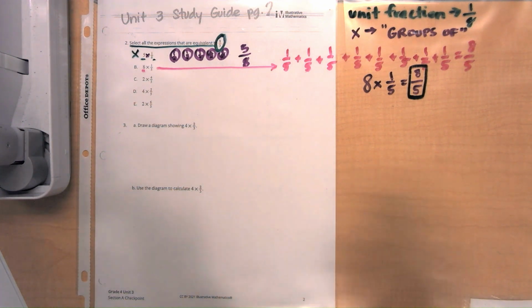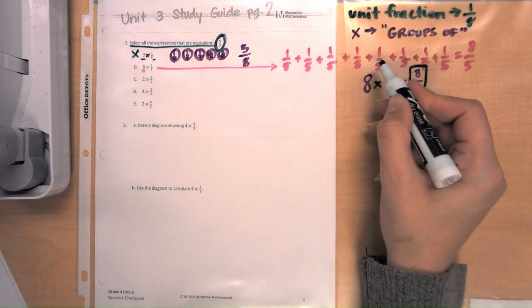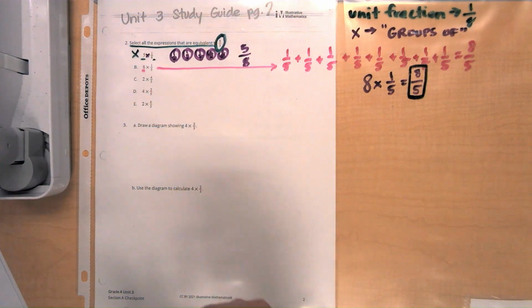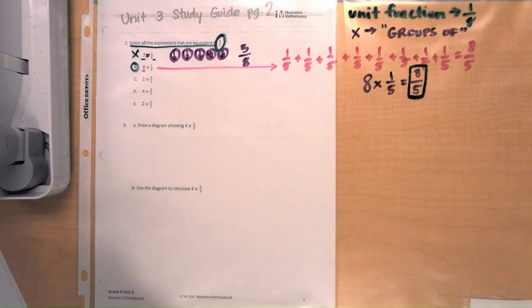There's nothing to change. 8 groups of 1/5: 1/5, 2/5, 3/5, 4/5, 5/5, 6/5, 7/5, 8/5. 8/5. It is a match. So we are going to circle B.